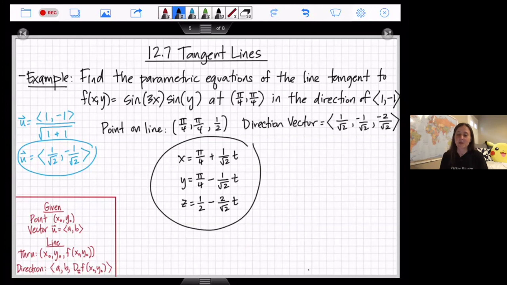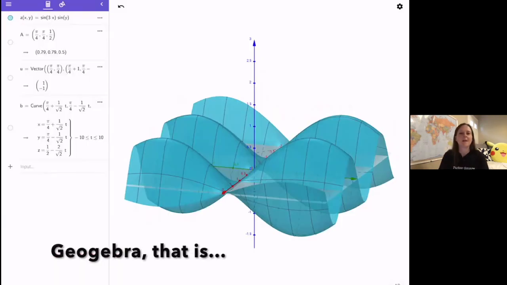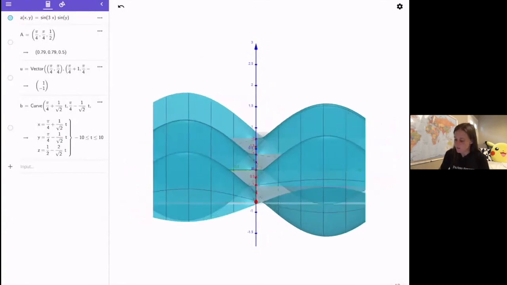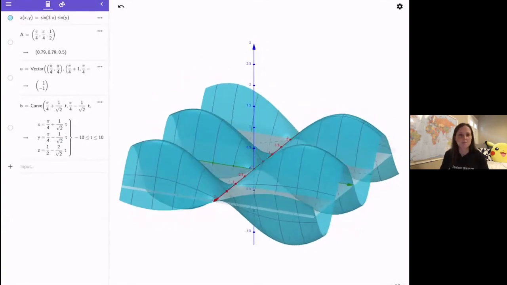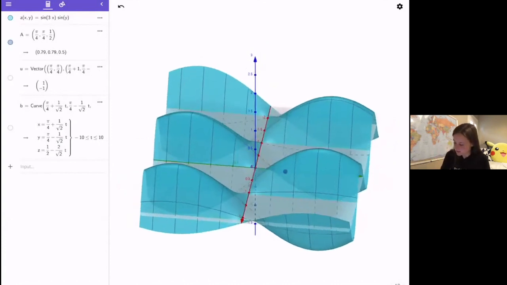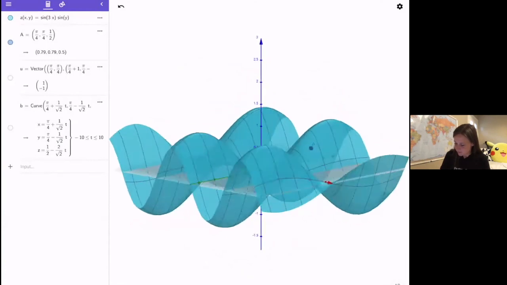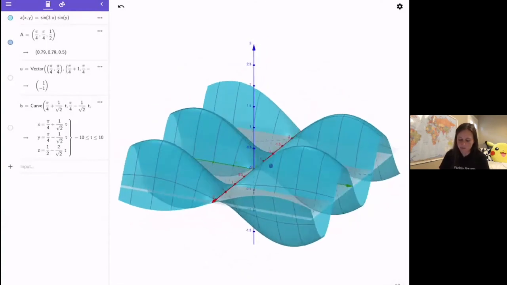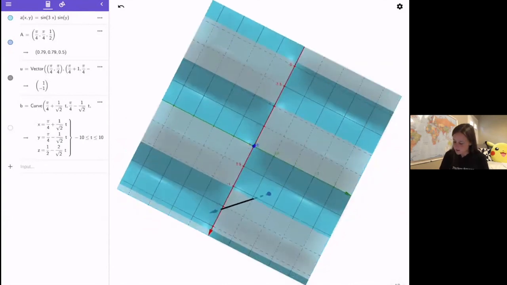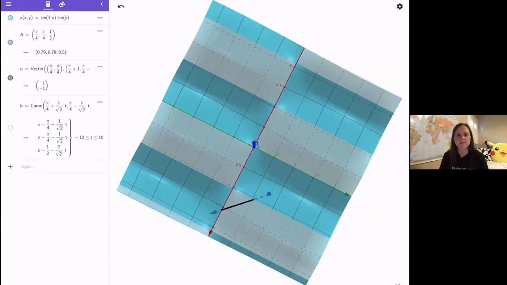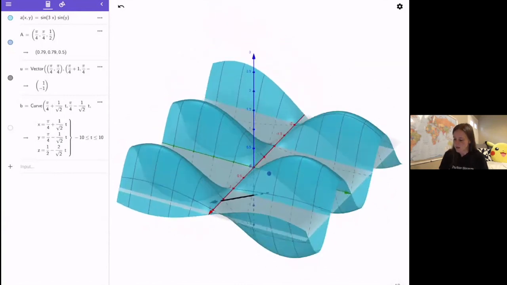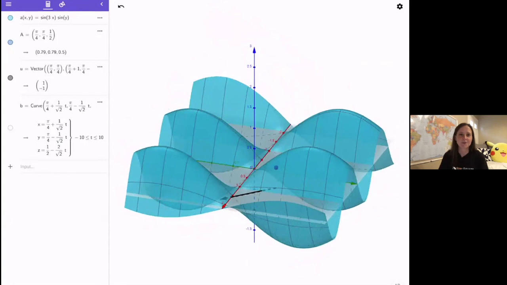Let's go over to Desmos and hope that we got this right. Here's our function, sine 3x times sine y, a wavy looking thing. We were given x and y to be both pi/4. We calculated the z coordinate to be 1/2, so that point is on the surface. So far, so good. We can see that point A there. We were given a unit vector, which was 1, -1. If we look down on the xy plane, we're trying to find the tangent line that's going to be in that direction. And fingers crossed, there are the parametric equations that we found when we did our calculations.